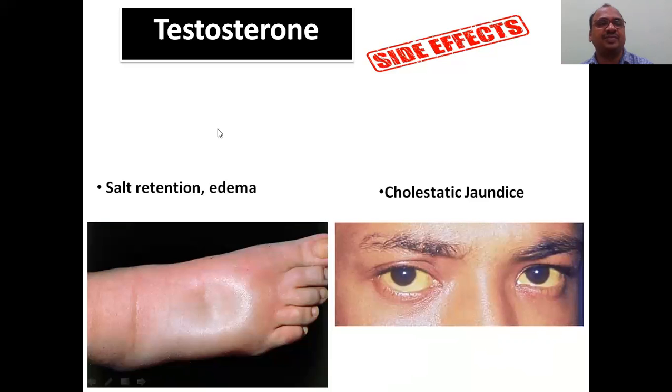Testosterone, salt retention is there. See how it leads to salt retention and edema in the body. See how the swelling is there. Here pit formation will be there. If you press the skin, a small pit will come. It retains for 2 or 3 seconds, like that. The pit will be like that, and it will become normal after 3 to 4 seconds. It becomes a very dangerous situation. Edema is there. That's why testosterone should not be taken extra.